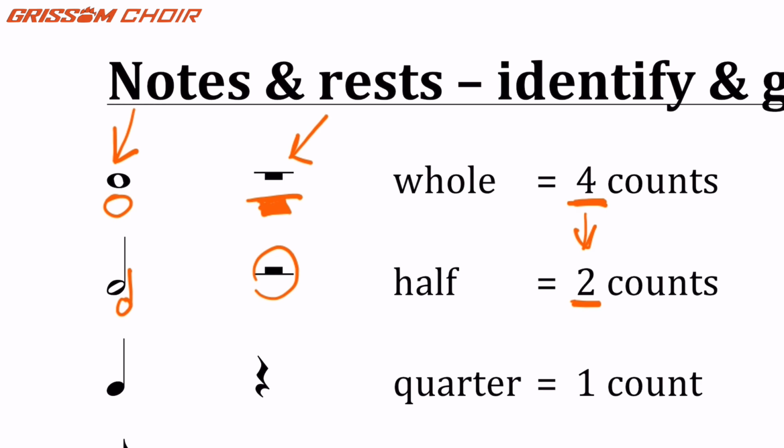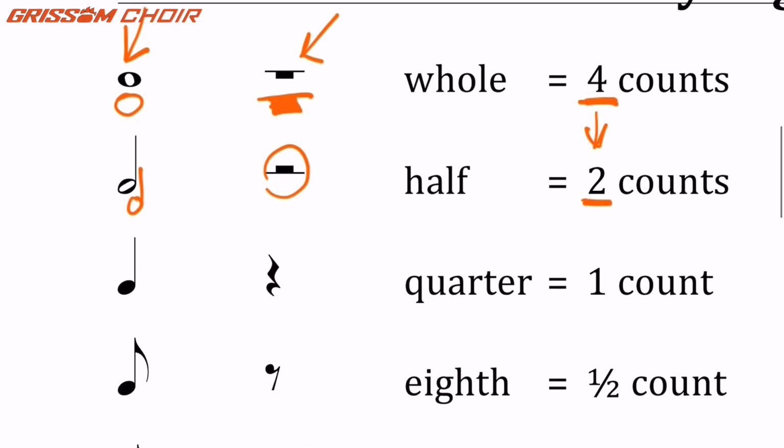Our quarter note looks like the half note, but it is filled in. The quarter rest looks like a zigzaggy line. The quarter note and the quarter rest each get one count. They get one count because it is a quarter of 4. 1/4 of 4 counts is one count.